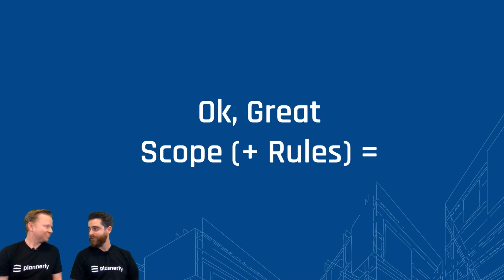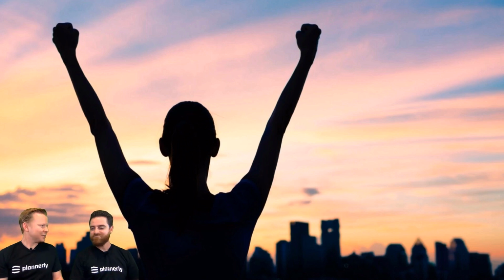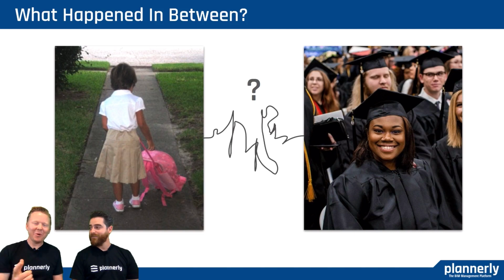Great. Yeah. We're done. So we have a scope. We've got a few rules. Yeah, we've got some rules in place. Success, yeah? Yeah. Easy. Sounds good. Let's go. Let's start the project. But what happens between starting and success?